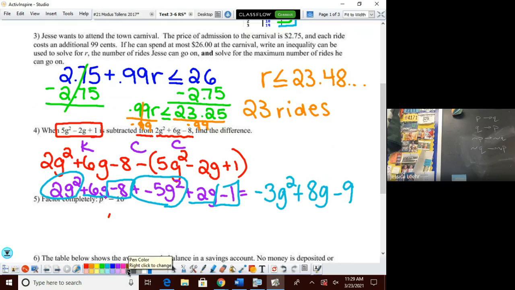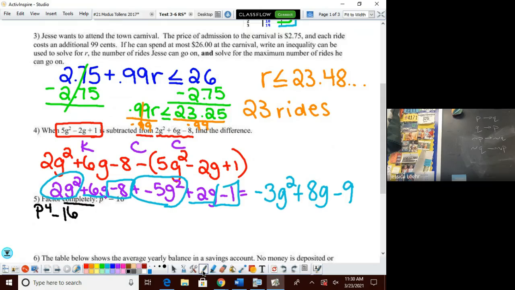The next one was to factor completely p to the fourth minus 16. It says that word completely. Okay? Yes, Brenna? So when it says completely, often that means you have to use more than one factoring method. Definitely what that means is check when you're done factoring the first time if you can factor again. Sometimes they might try to trick you when you can't factor again.